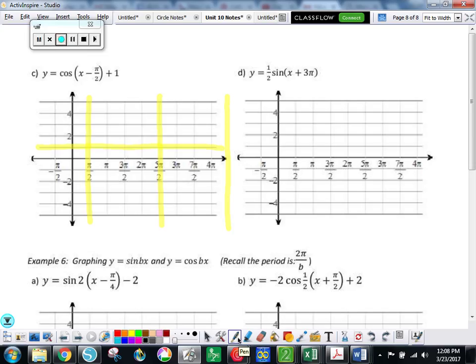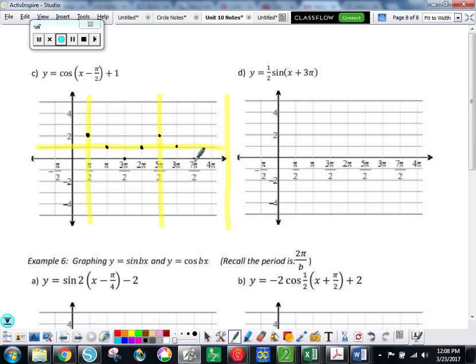Okay, cosine, does cosine start at 0 or at 1? Cosine starts at 1. So it's going to start 1 above the midline and end 1 above the midline. Halfway between those two, it's at the negative amplitude. And halfway between those two is at the 0, so at the midline.